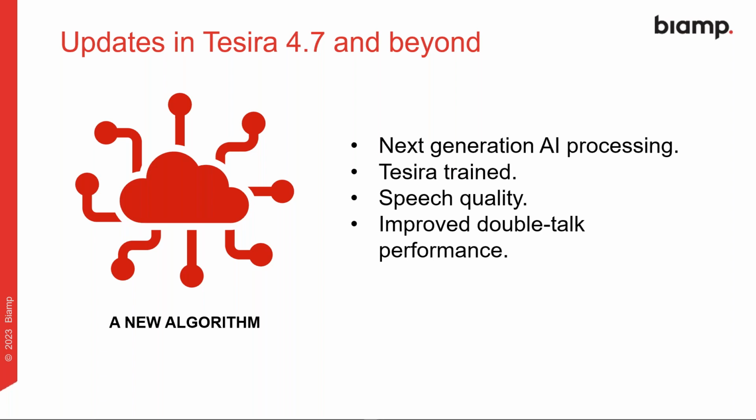And as a result, we've also improved the double talk performance in 4.7 onwards. And double talk, if you don't know, is the most stressful situation for a DSP system. It's where the near end and the far end are talking at the same time. The near end microphones are open, and we're using AEC to remove the far end echo, and we're also trying to deal with local noise as well. And this new algorithm deals with that much better.